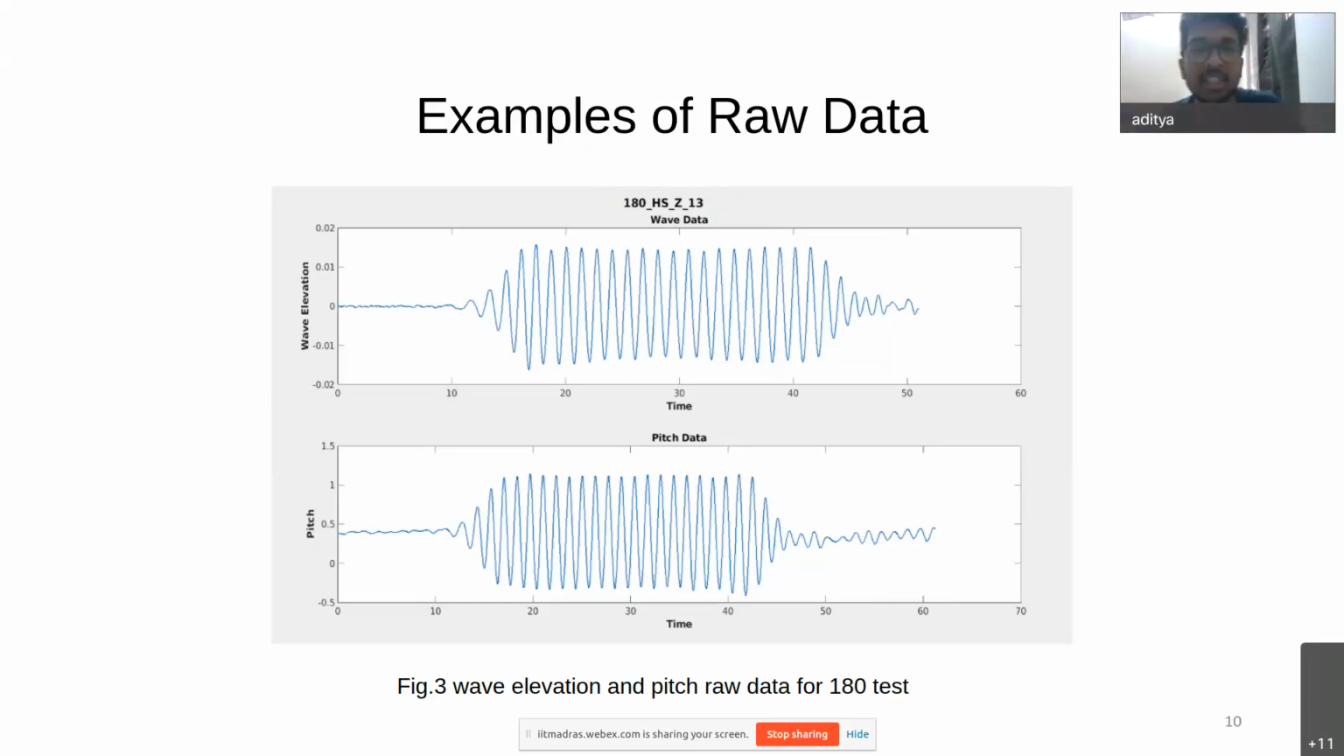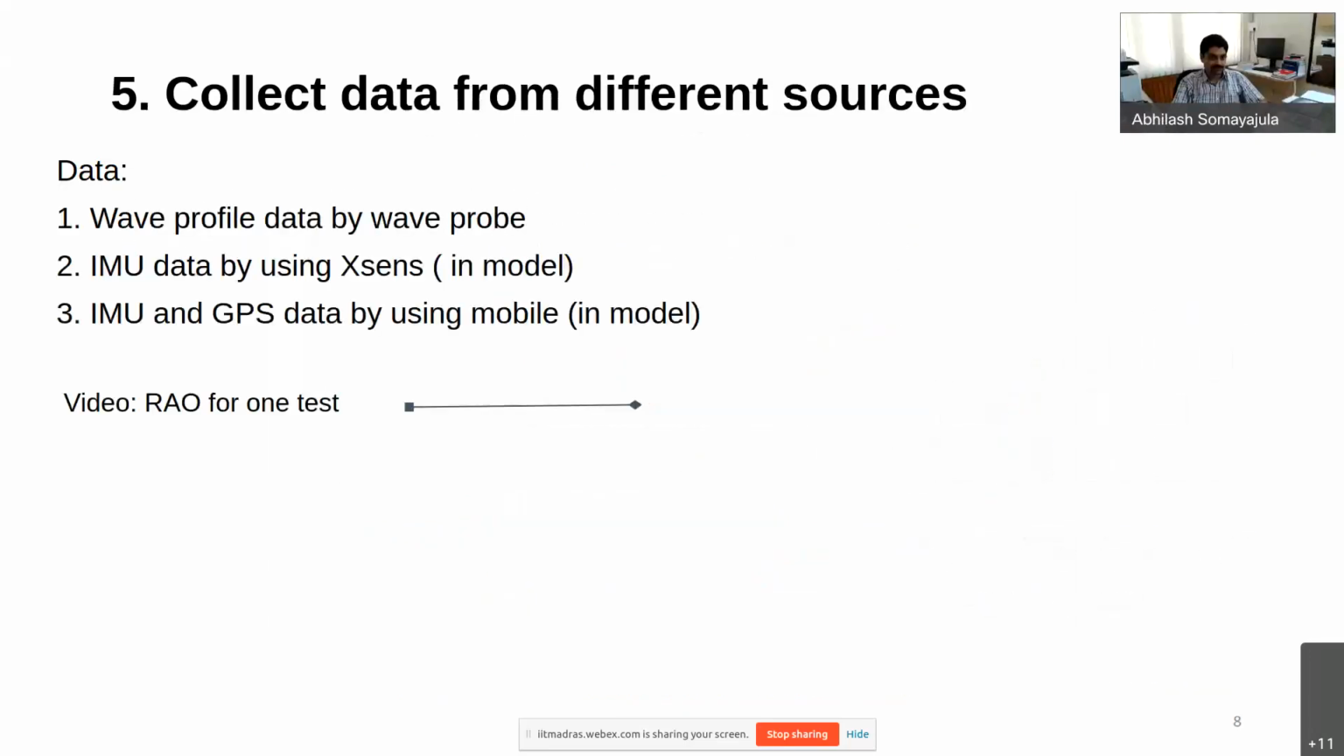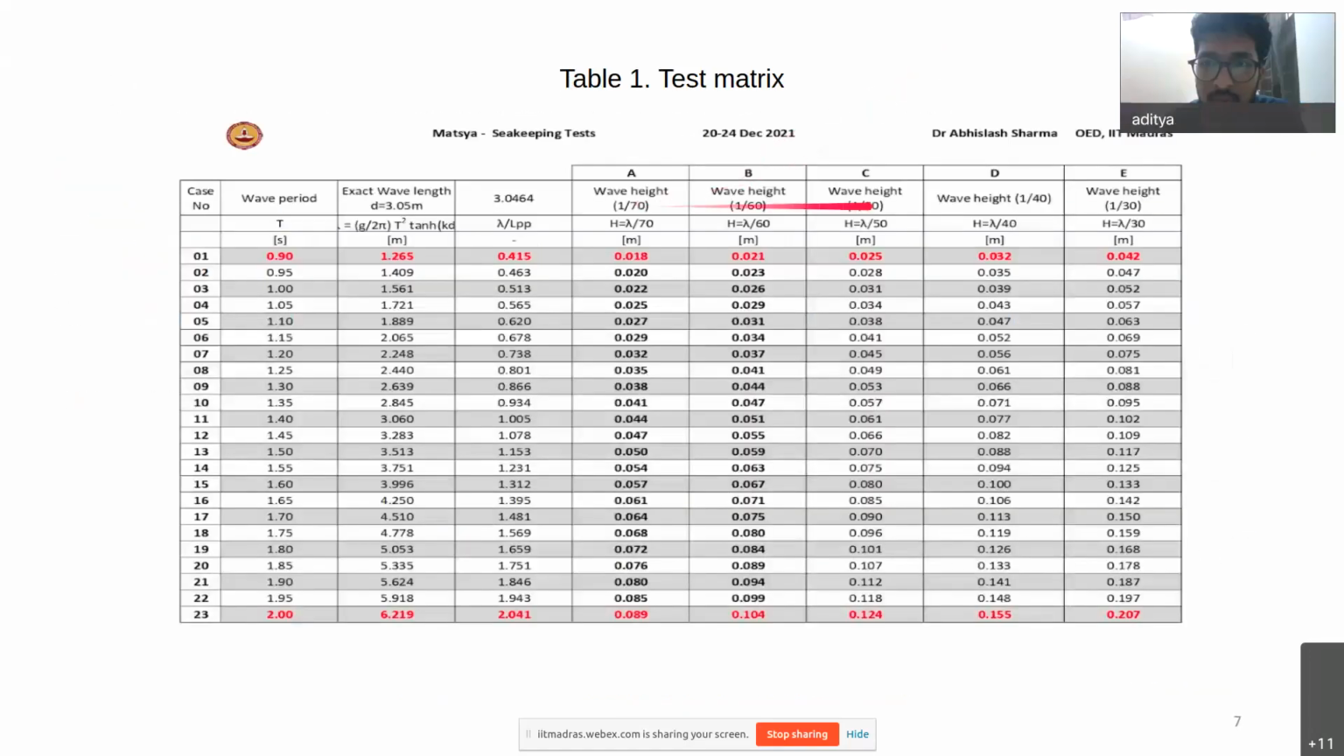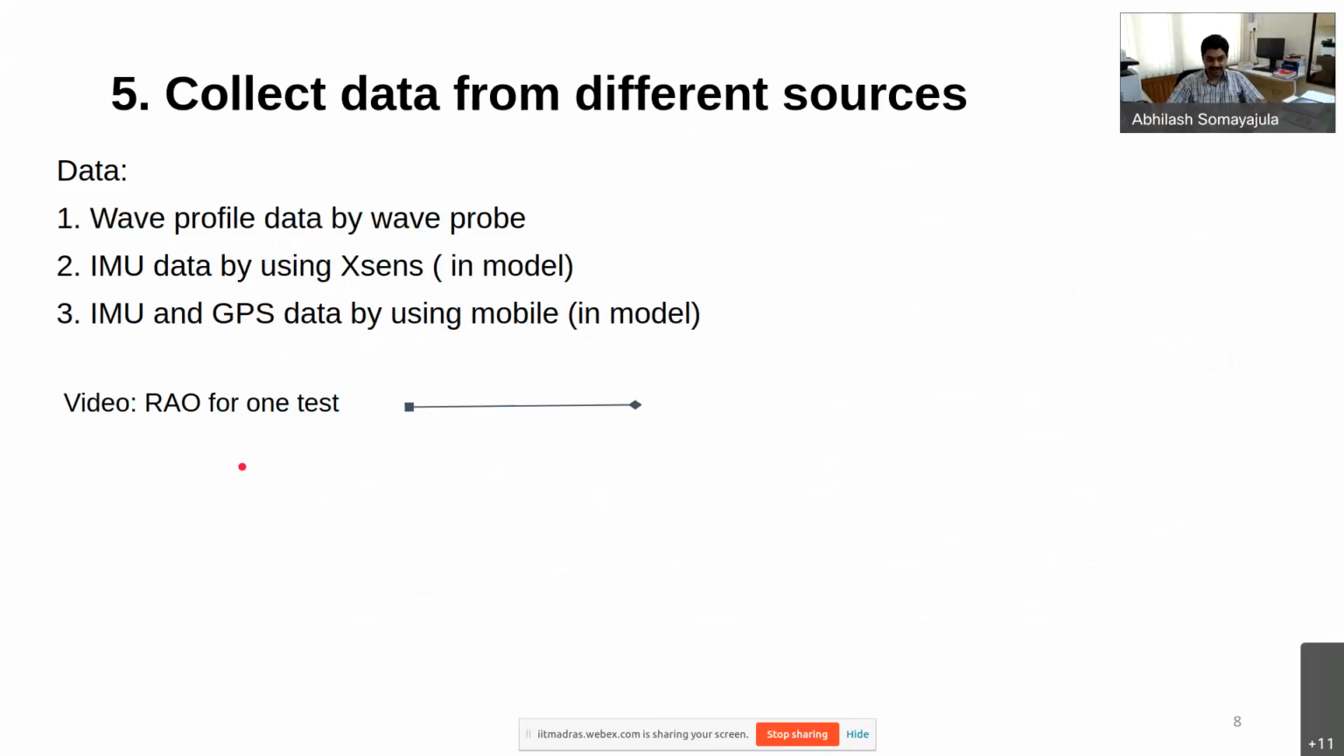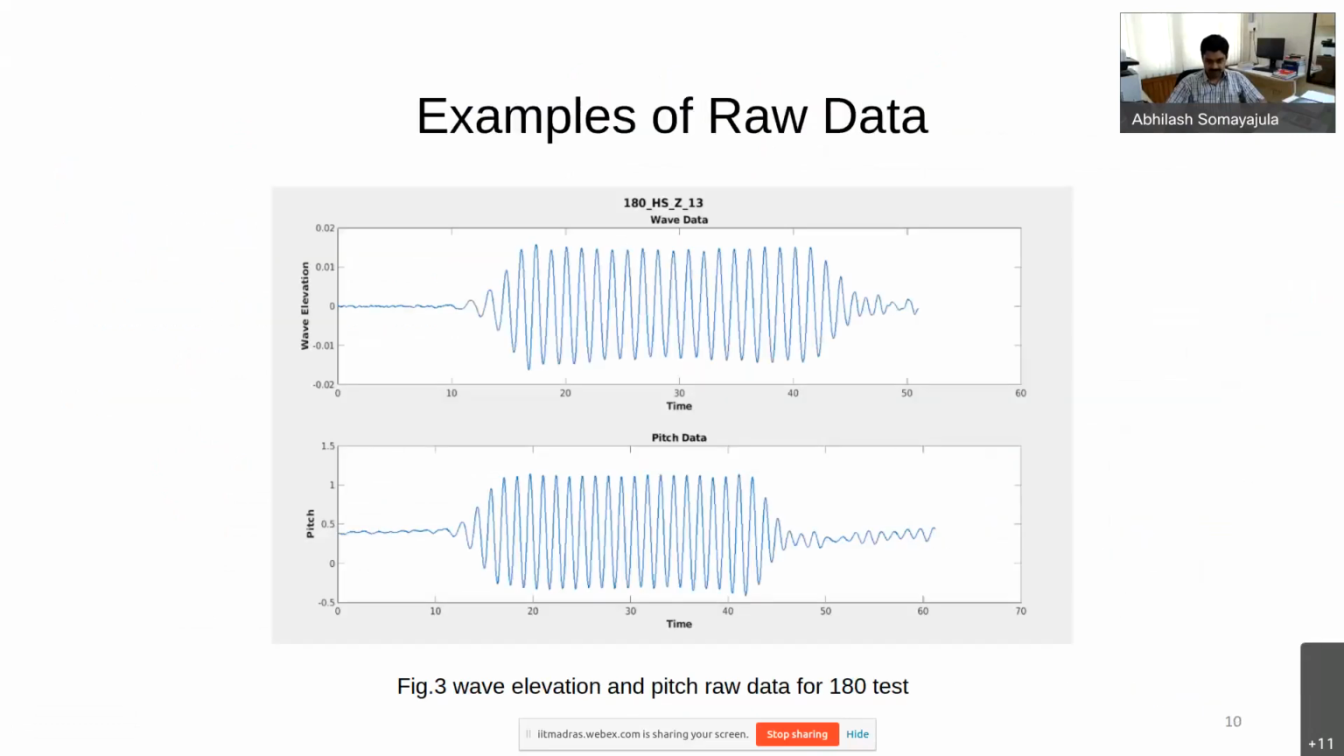You can see there are two subplots here. The first one corresponds to the wave time history, and the second one is the pitch time history. Z corresponds to the wave stiffness, and the number corresponds to the wave period in some sense. Yes, 13 corresponds to 1.5 seconds. So the first subplot is the wave time history, the second one is the pitch time history.